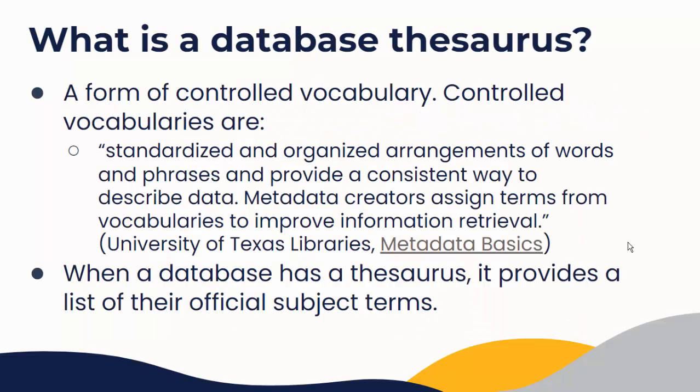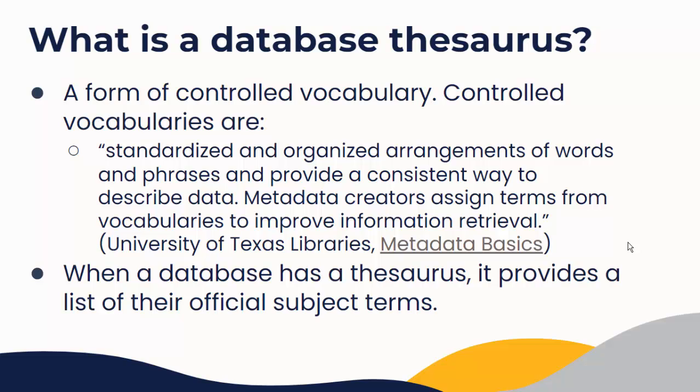So when you have subject terms in a database, you're often also going to have a thesaurus within that database, especially when you're using EBSCO database products, which are many of our really popular databases that we have access to. A database thesaurus is a form of controlled vocabulary, and according to this definition from the University of Texas Libraries, controlled vocabularies are standardized and organized arrangements of words and phrases, and they provide a consistent way to describe data. Metadata creators assign terms from vocabularies to improve information retrieval.